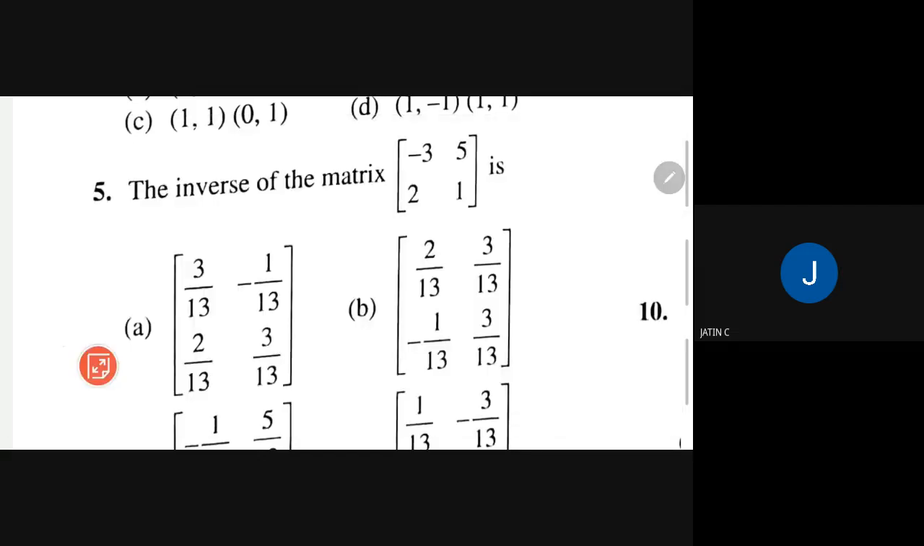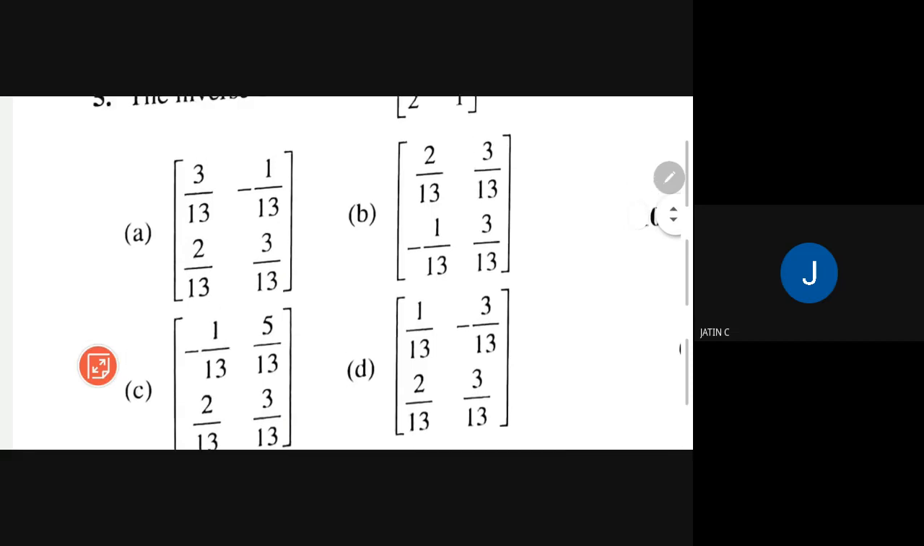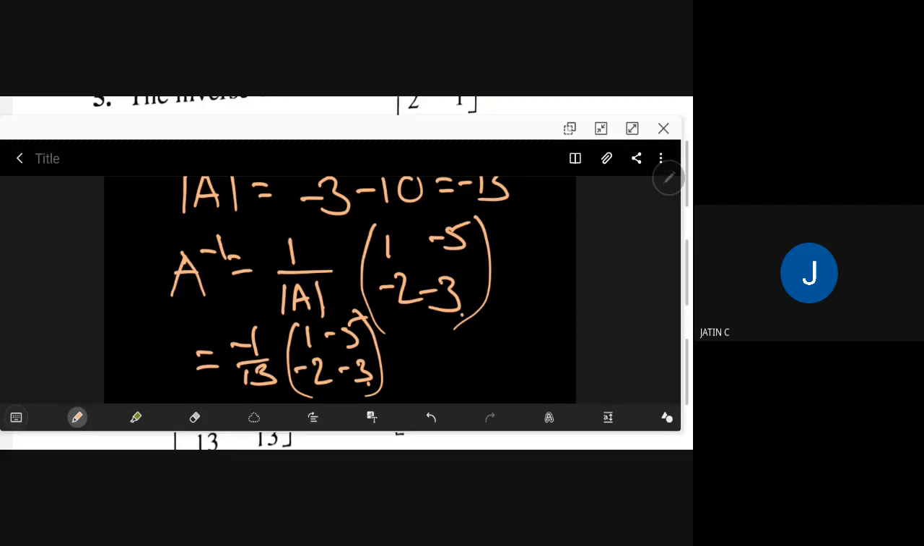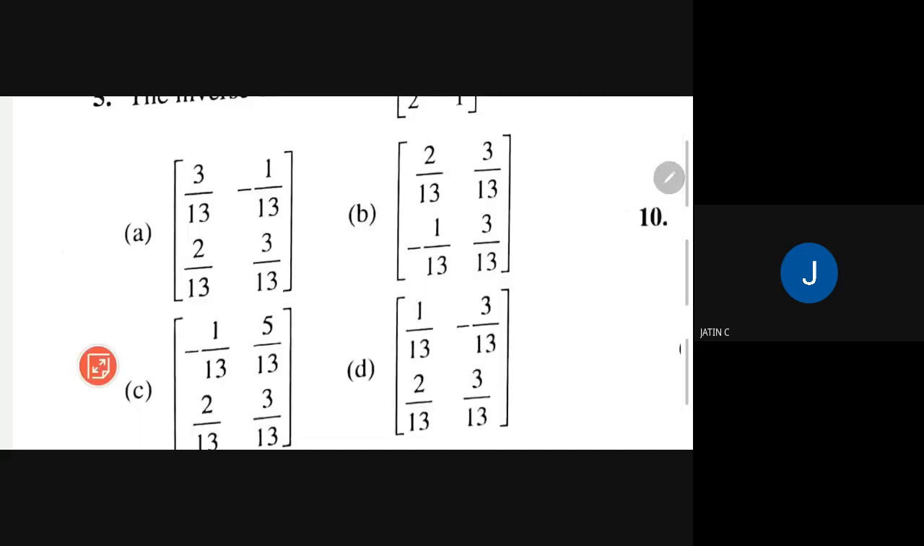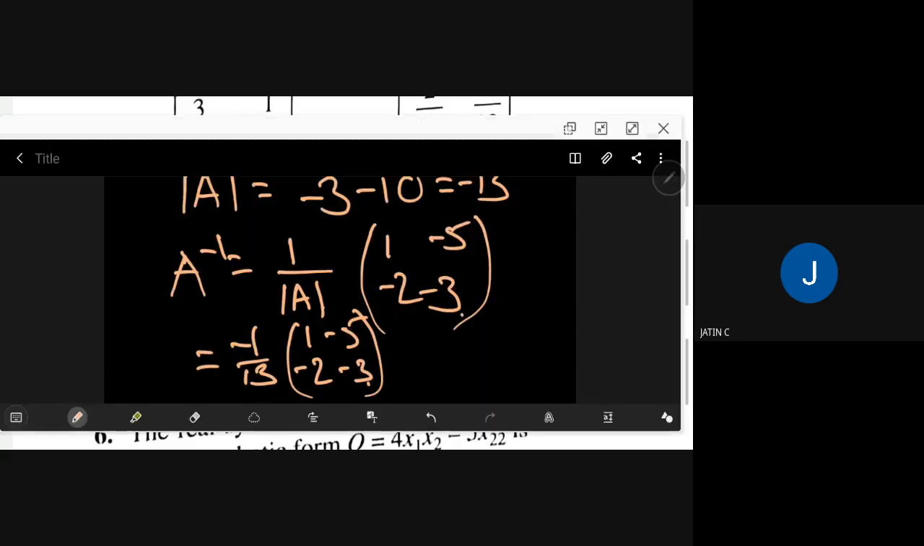It will be 1 minus 5. So you have minus 1 by 13, 5 by 13, 2 by 13, 3 by 13. 5 by 13 is the choice, is it there? Yeah, 5 by 13 is there. Yeah, right. C is the correct answer. So C is the correct answer. Right.